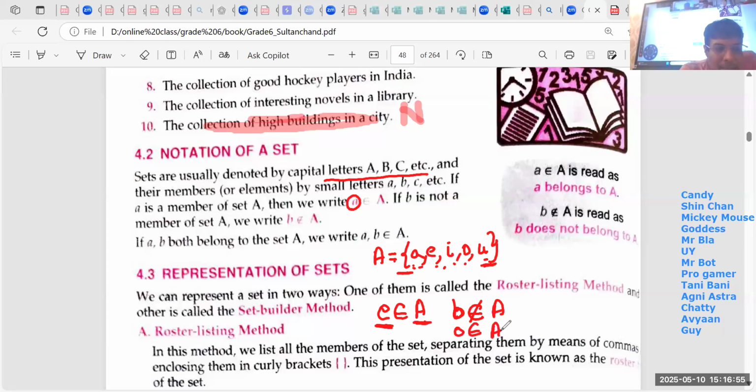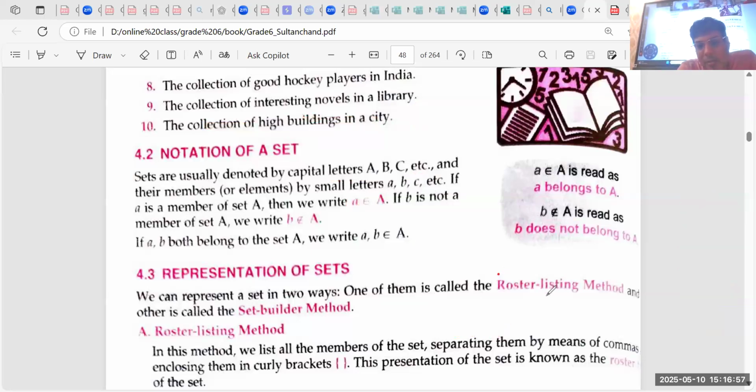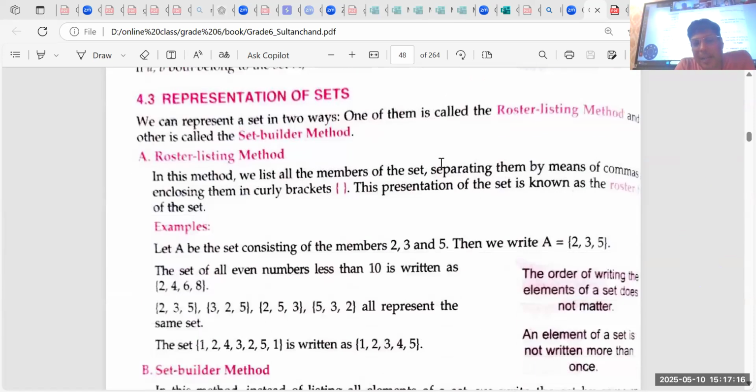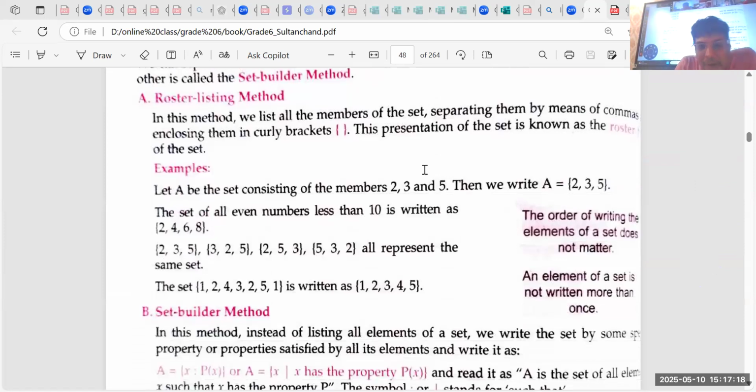So we can represent a set in two ways. One is the roster or listing form and one is set builder form. The one we studied right now, A equal to five elements a, e, i, o, u, is called the roster form, where I just list the elements. What is set builder form? In set builder form I will not write the elements directly, but I will write something that represents the element.